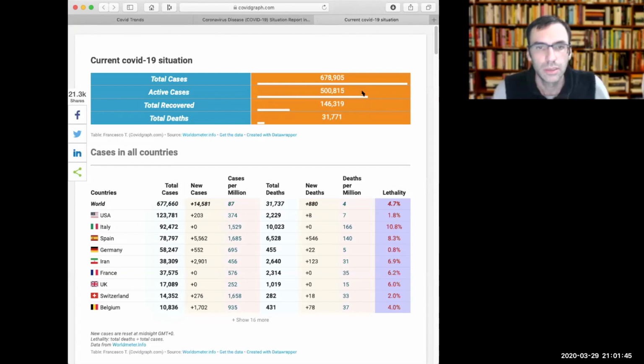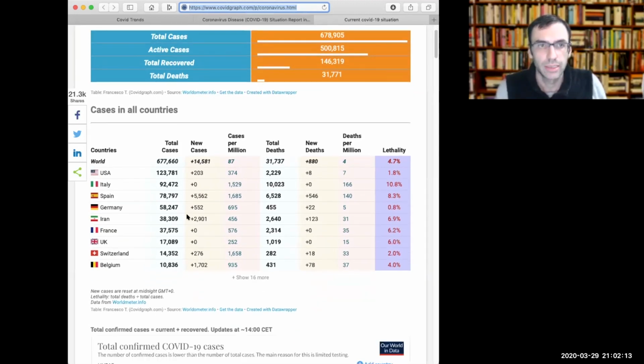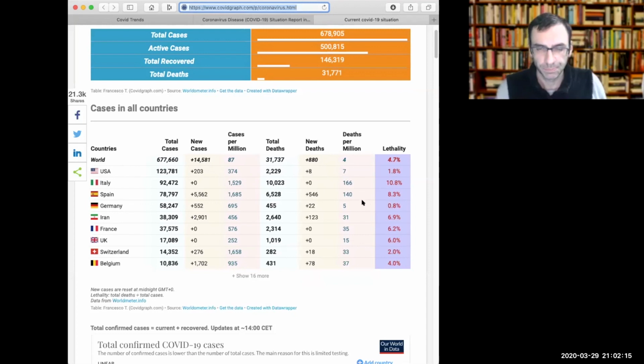So you can see here, this is one of my favorite websites. It's covidgraph.com. And if you see here, this really gives you a good overview of whatever's happening in the world today, really good overview of the entire global situation. So you'll see that it tells you the total number of cases, the total number of active cases, recovered cases, and total deaths, and this is around the world from all the government reporting. It also gives you country by country data as we scroll down a little bit.